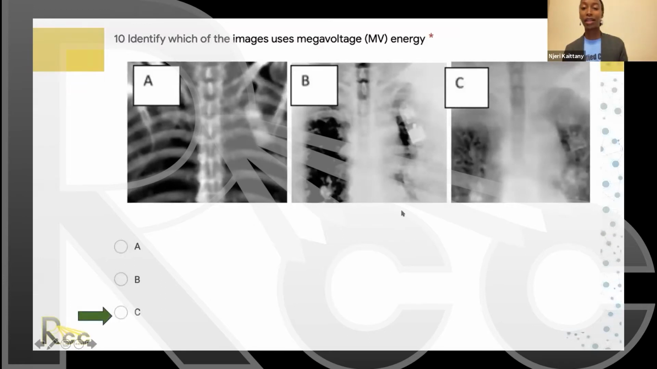Okay, and the answer is C, and mainly because we know that MVs are high energies and they do cause more scatter radiation. So because of more scatter radiation, the film has a lot of radiation density, and so there'll be a lot of fogging. And so it does reduce the image quality.